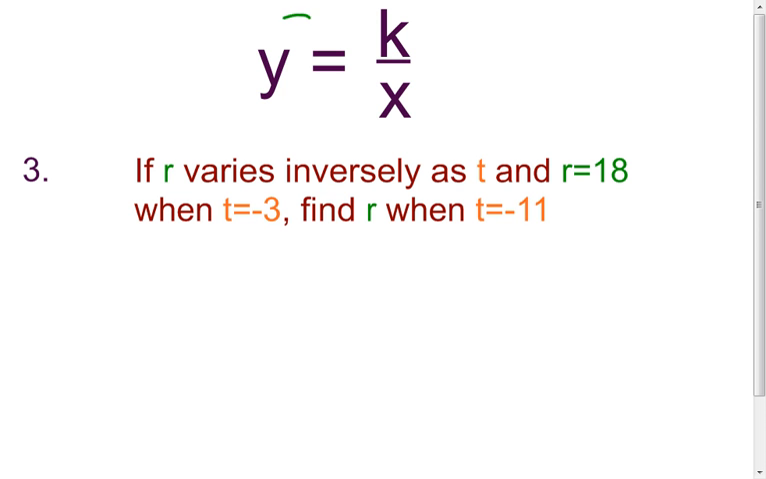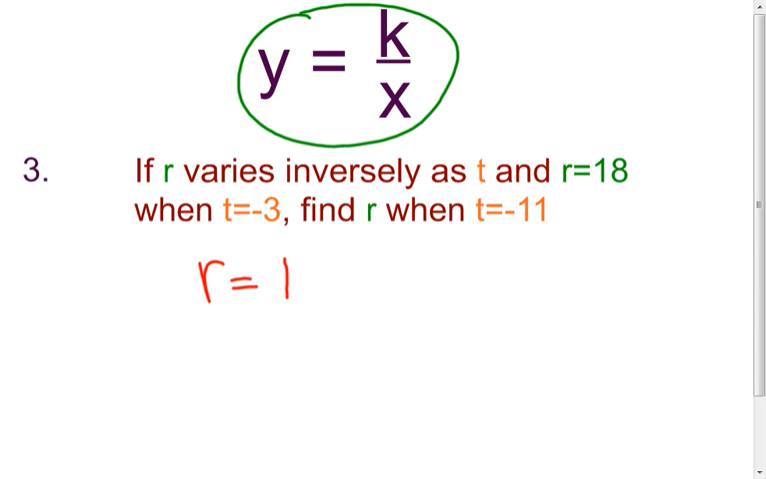And again, this is just sort of your parent function for an inverse, but you're going to use your own variables. So r varies. Wherever you see the word varies, you're going to put an equal sign. You always need a constant then on the other side of the equal sign. And it varies inversely, which tells you it needs to be in the denominator. So when you see inversely, the next variable needs to be in the denominator. In this case, it's going to be t. Sometimes it'll say the square of t. Sometimes it'll say t cubed. And this time, it just says plain t.